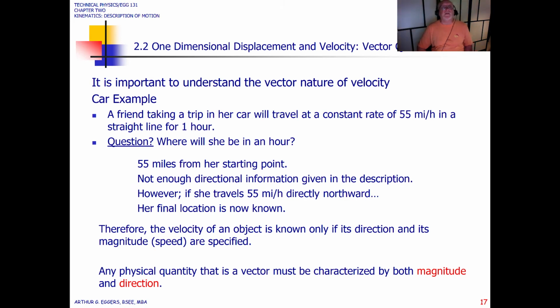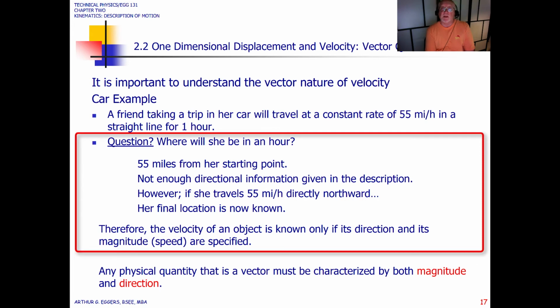So it's important to understand the vector nature of a velocity. Another example: a friend taking a trip in her car will travel at a constant rate of 55 miles per hour. Notice our units here. We're not in meters per second here. We're in miles per hour, mph, in a straight line for 1 hour. So the question to be answered is, where will she be in an hour? So 55 miles from her starting point is where she's going to be.